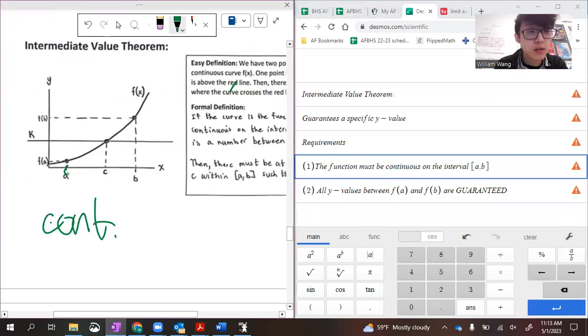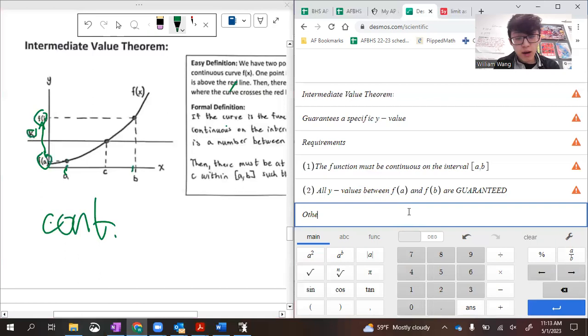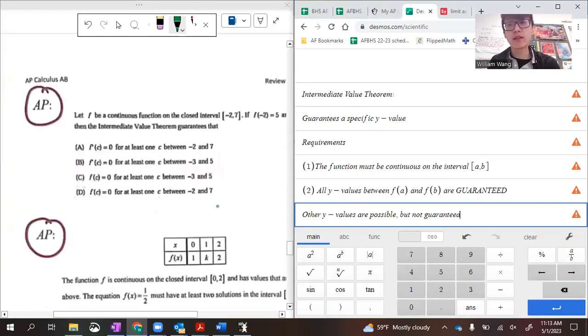So if my function is continuous between a and b, which it looks like it is, then all y values between f of a and f of b are guaranteed. So f of a is the y value I get when I plug in a, and f of b. Everything between these two values is guaranteed, which means k is guaranteed, right? I will say other y values are possible, but not guaranteed. So it's not that the other y values are not possible. They're still possible, but they're just not guaranteed.